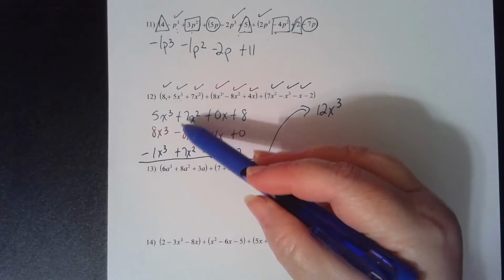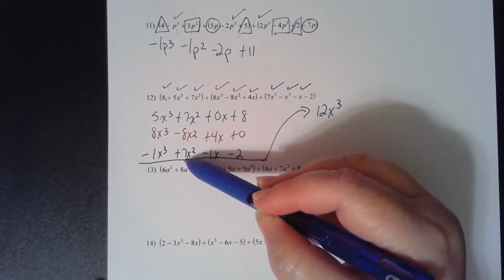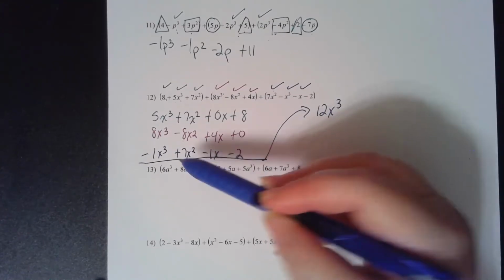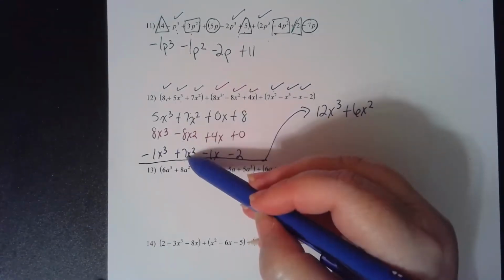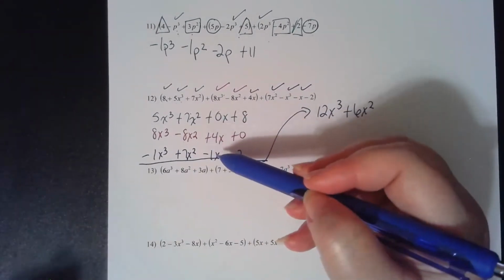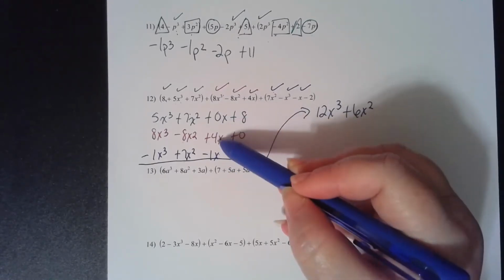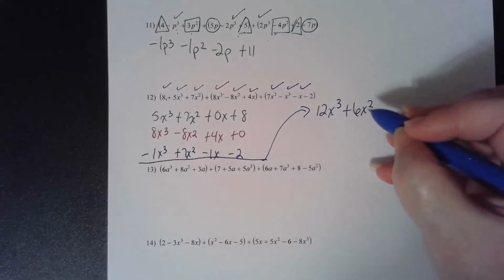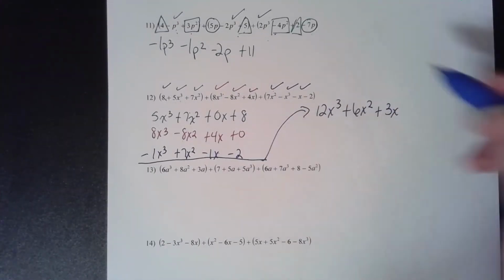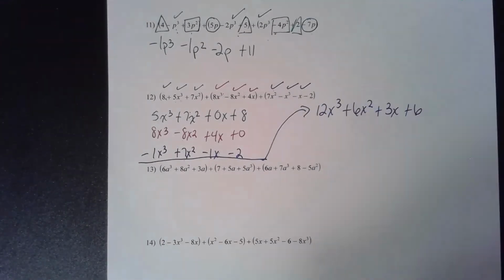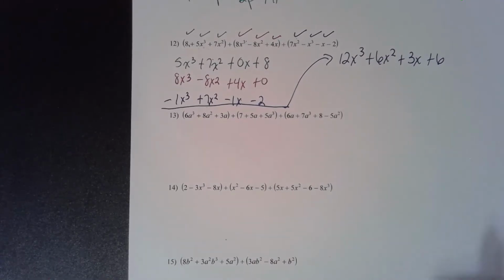7 subtract 8 gives me a negative 1, plus 7 is 6x squared. Oh, we could have said 7 plus 7 is 14. Subtract 8 gives us 6. Alright. So now I've got 0 plus 4 plus 1. Well, that's really 4 minus 1. That gives us plus 3x. And then 8 minus 2 is a positive 6. And there's your answer. Alright. That is really the way that I prefer to do it.